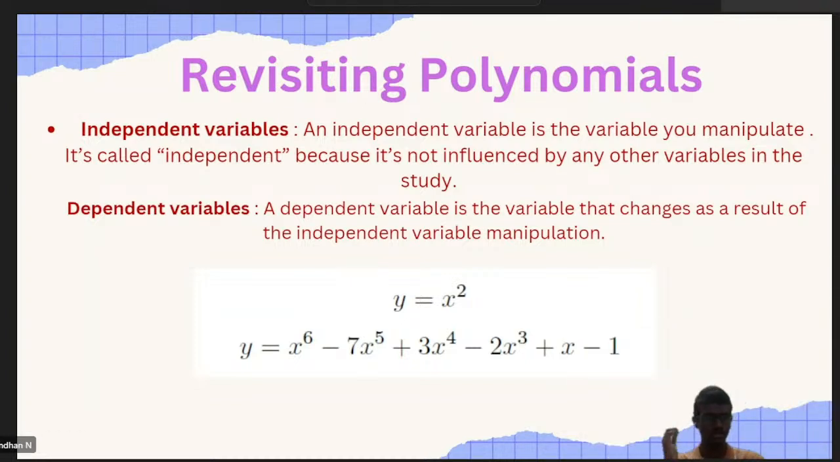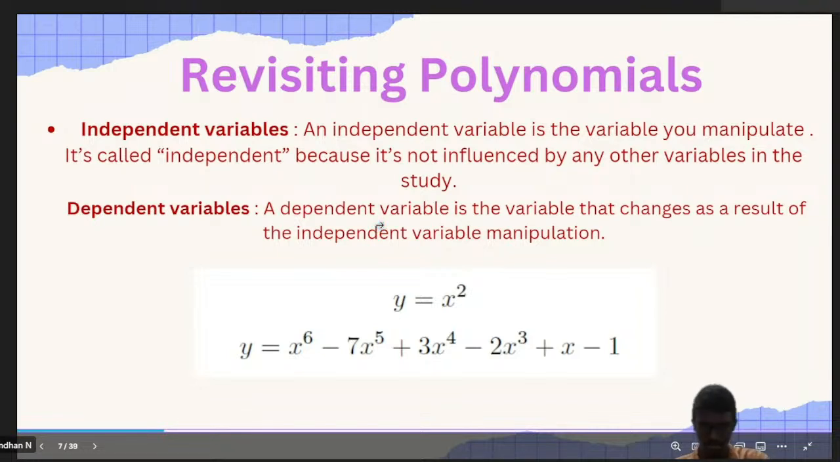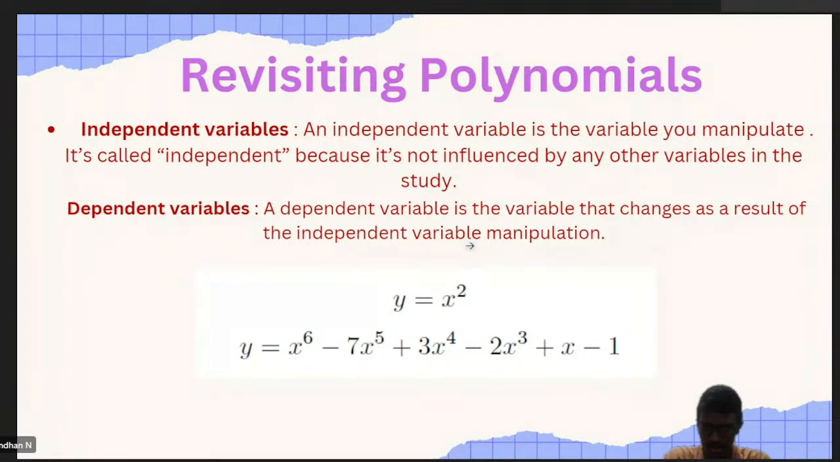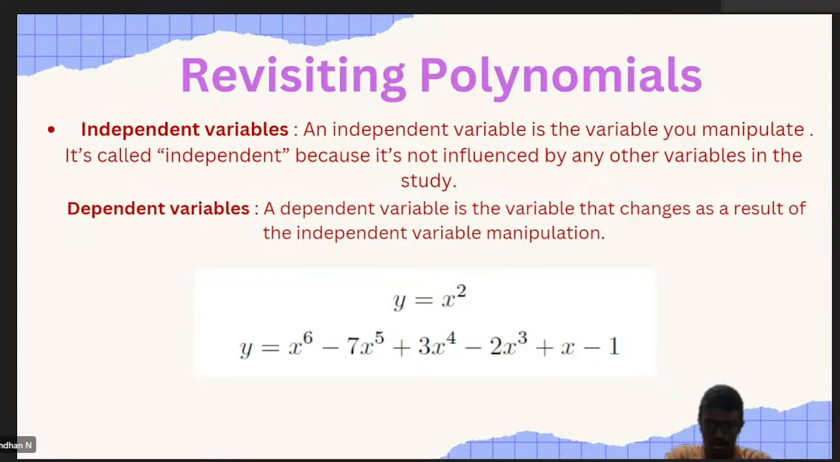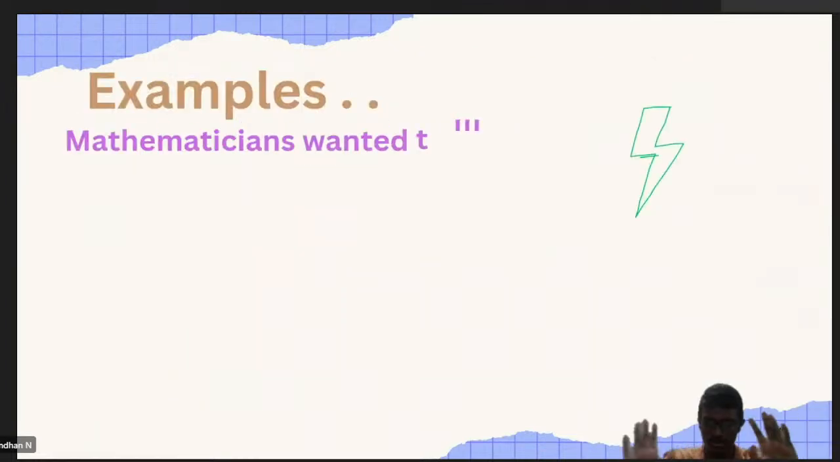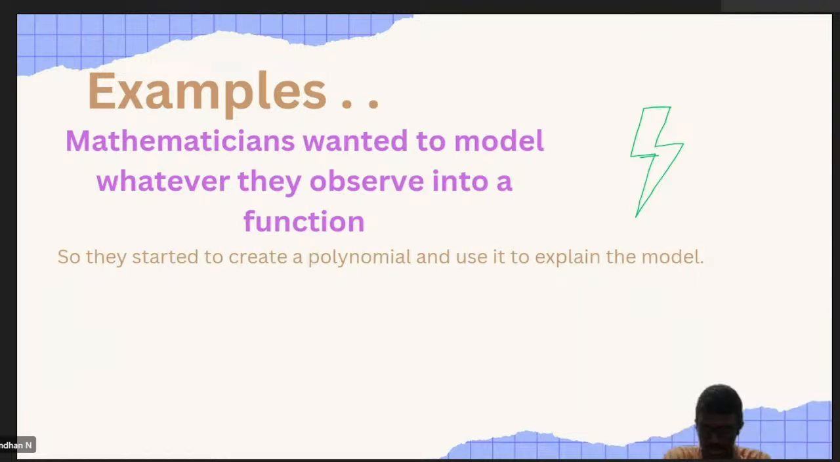All right. A simple example, let's say y equal to x squared, this is a simple polynomial. A polynomial of degree n means there is an x to the n term with a coefficient, and then some lower x terms, right? That's all a polynomial is. The reason for revisiting is because we are going to solve it. Once again, mathematicians wanted to model whatever they observe into a function, as I said. So they created polynomials and used them to explain the model.